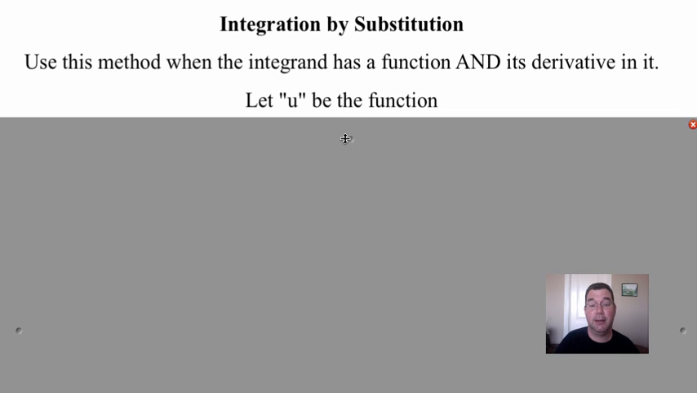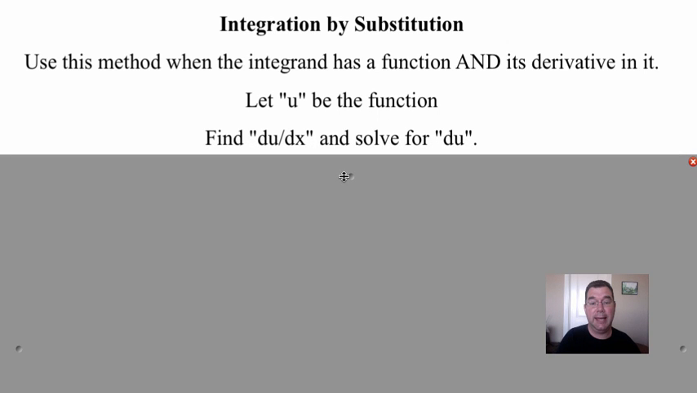And so here's a description of what we're going to do. We're going to let the letter u, or the variable u, be the function. And based on what that function is, we're going to find du dx. So we're going to take the derivative of this function u with respect to x, and we're going to solve for du.